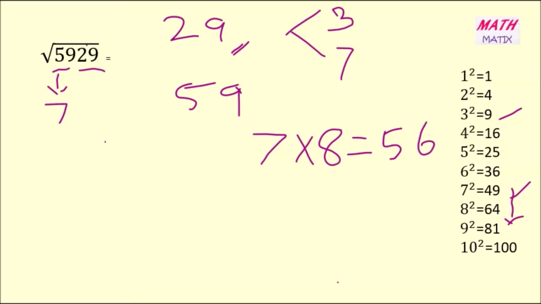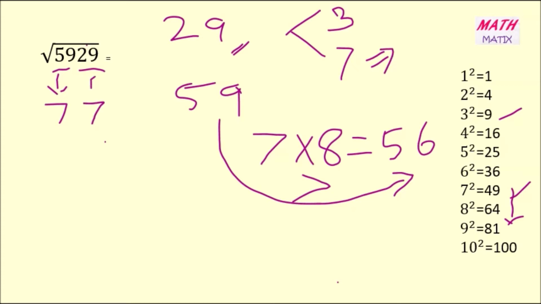Now we have to compare this number 59 with 56. 59 is greater than 56. Since 59 is greater than 56, we have to take the greater number of these two, 3 and 7, that is 7. So the square root of 5929 is 77.